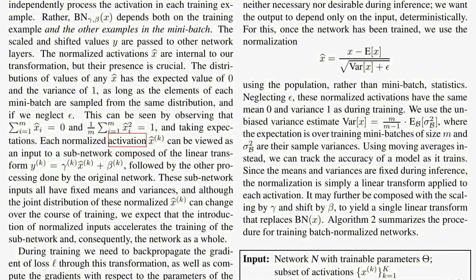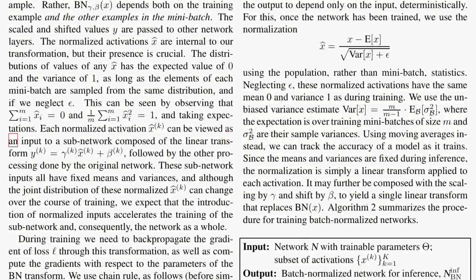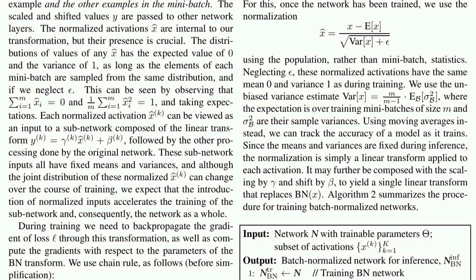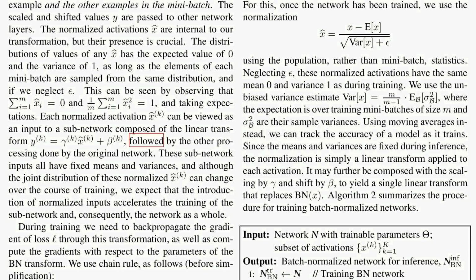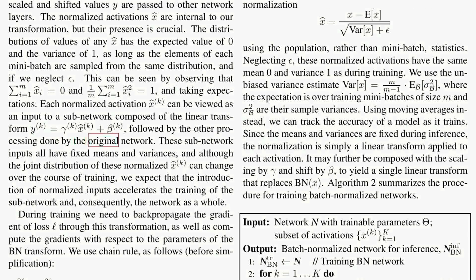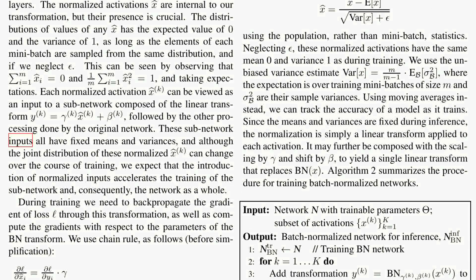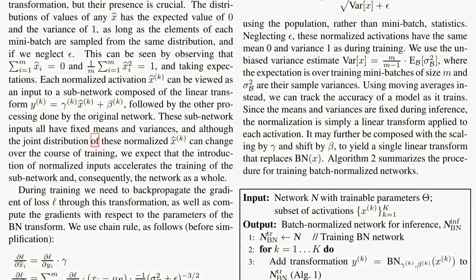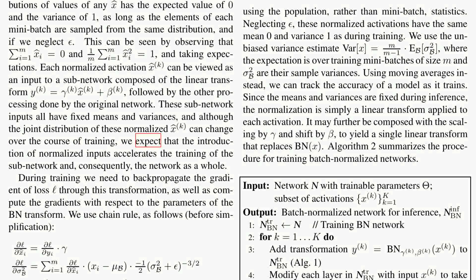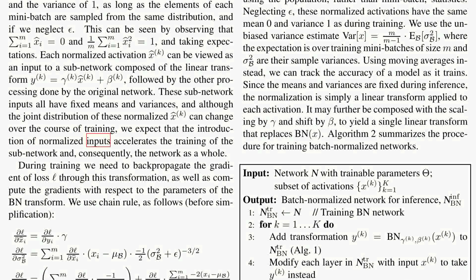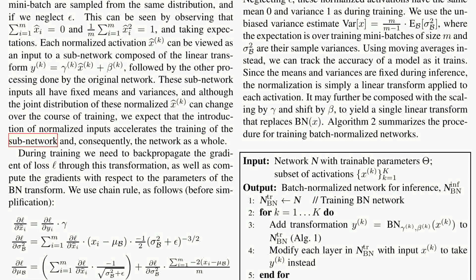Each normalized activation x-hat^(k) can be viewed as an input to a subnetwork composed of the linear transform y^(k) = γ^(k) x-hat^(k) + β^(k), followed by the other processing done by the original network. These subnetwork inputs all have fixed means and variances, and although the joint distribution of these normalized x-hat^(k) can change over the course of training, we expect that the introduction of normalized inputs accelerates the training of the subnetwork and, consequently, the network as a whole.